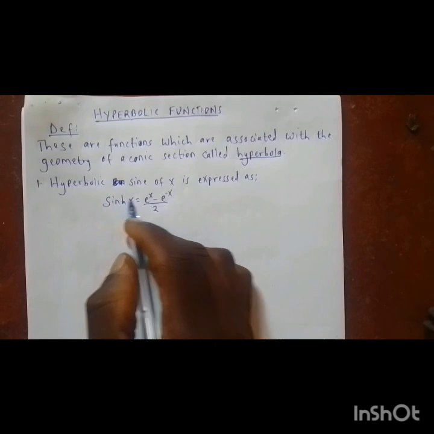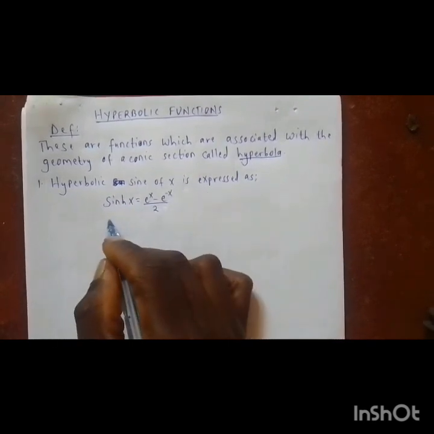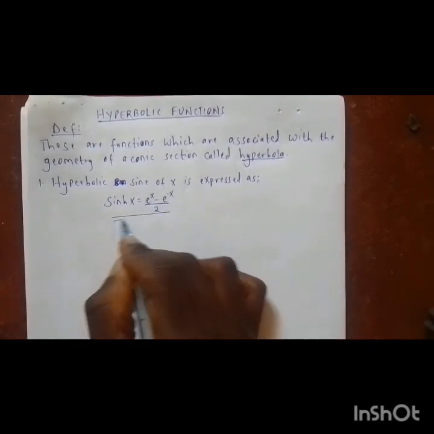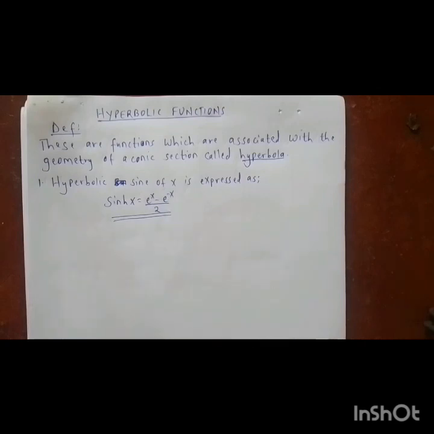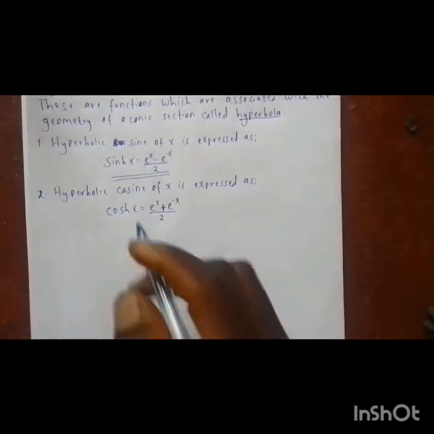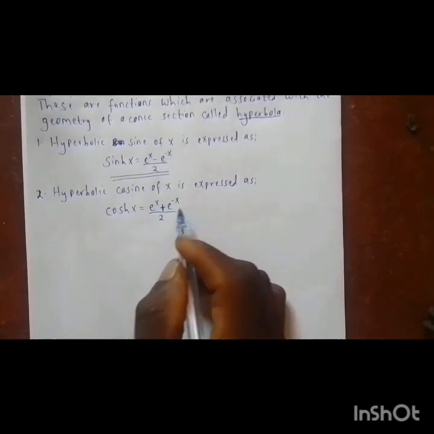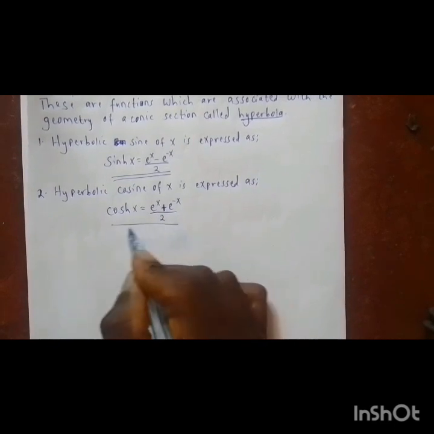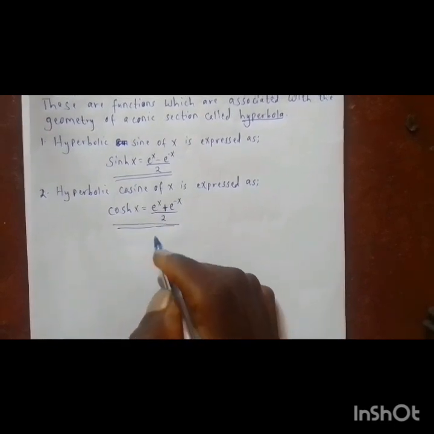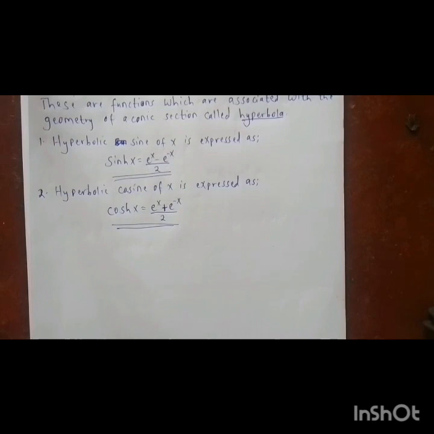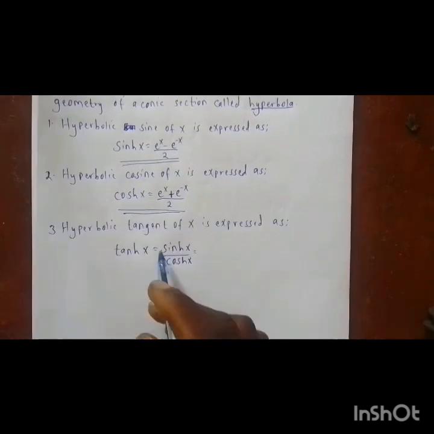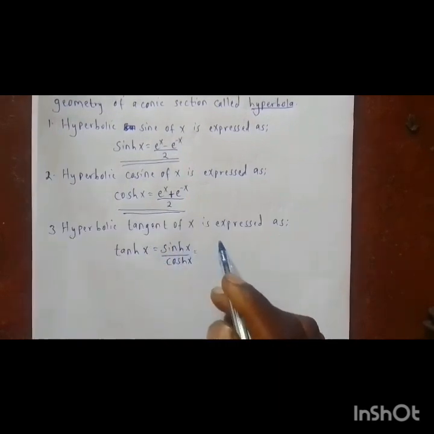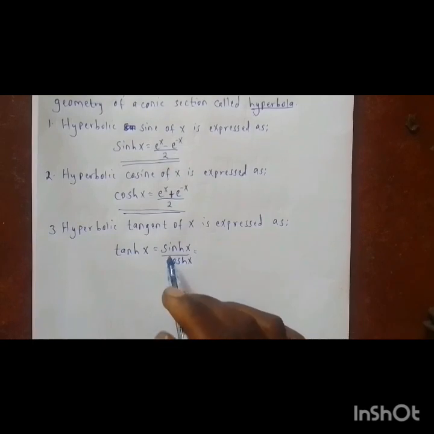So hyperbolic sine of x is expressed in this form. Number 2, hyperbolic cosine of x is expressed in this form. Number 3, hyperbolic tangent of x is expressed as a ratio of sine hyperbolic of x and cosine hyperbolic of x.